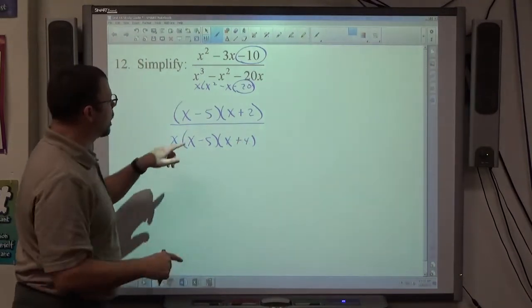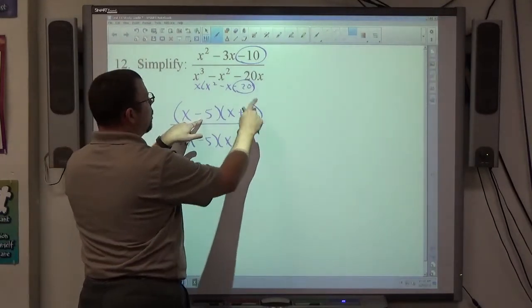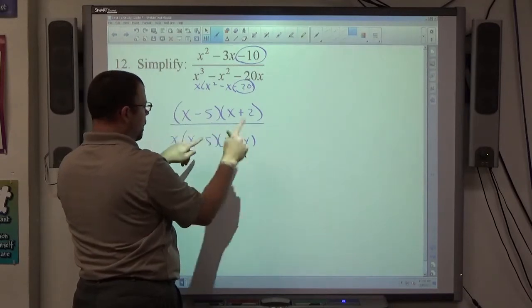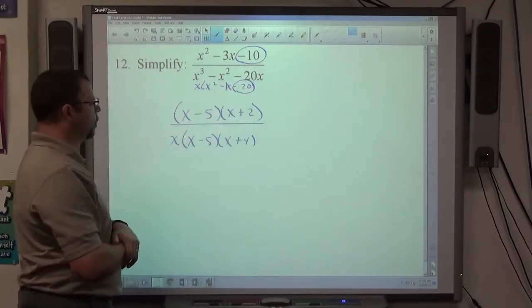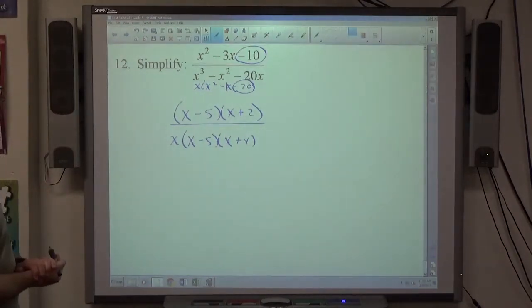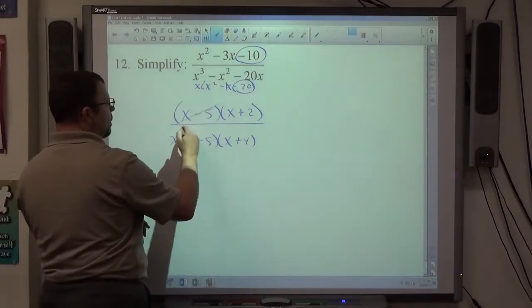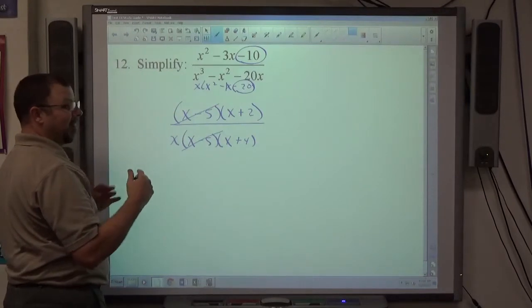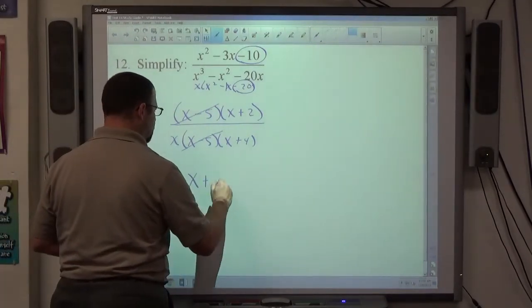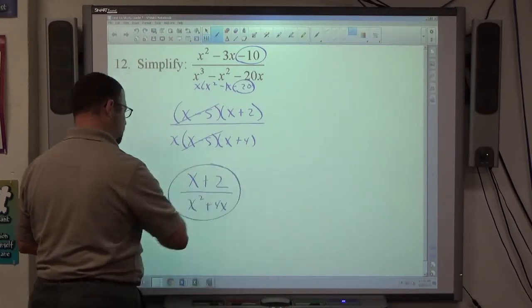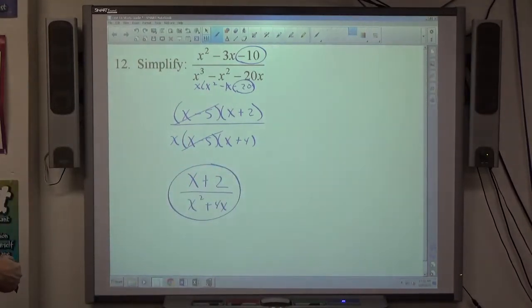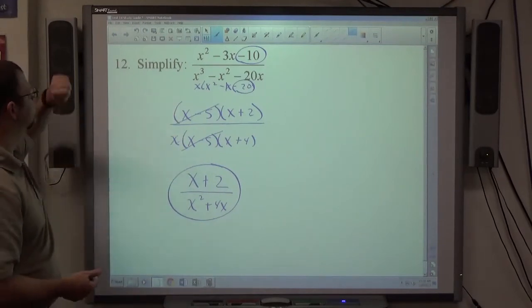In each case, the product of negative 10, adding negative 5 and 2 makes the middle coefficient negative 3. The product of negative 20, negative 5 and 4 add to make negative 1, the middle term's coefficient. So everything's factored exactly as it should be. X minus 5 cancels x minus 5. Everything else doesn't cancel. So we're left with x plus 2 on top, x squared plus 4x on the bottom. That is what I'd expect your final answer to look like. Just multiply everything back together after you've taken out common factors.